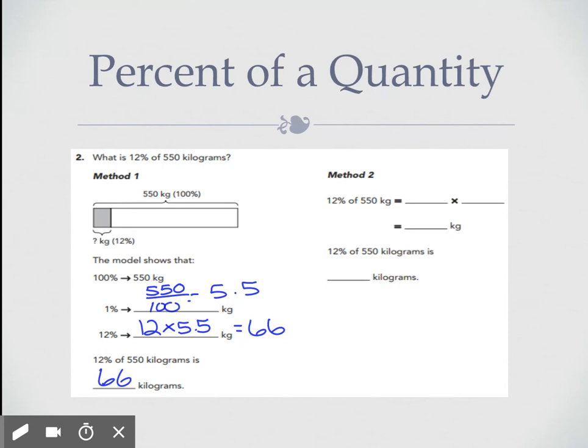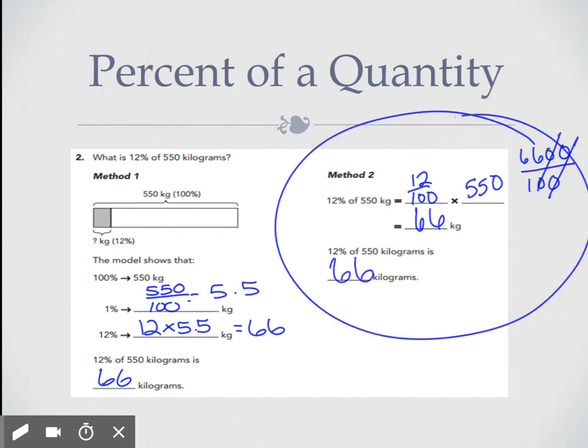So if I wanted to do the fraction way, I would do 12 over 100 times 550. 12 times 550 is 6,600 over 100. And I cancel those out, and that would leave me again with 66. I think personally, I prefer method 2, but again, you choose what works for you.